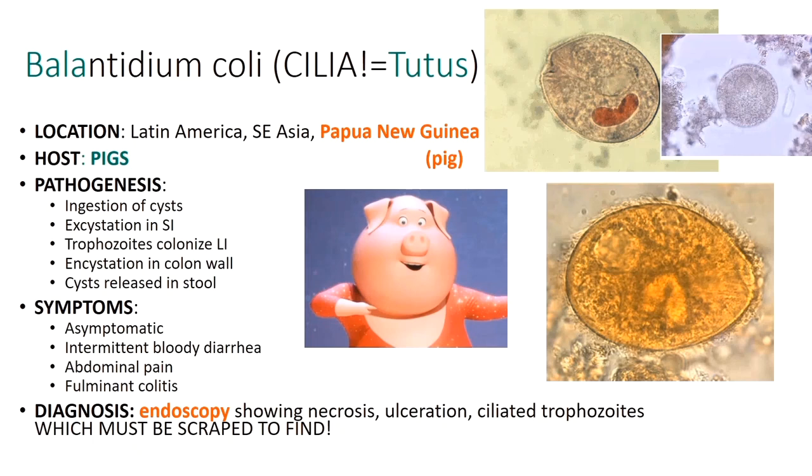All right, Balantidium coli. So Balantidium coli, this is something you get in Latin America, Southeast Asia, or Papua New Guinea. And where do you get it from? You get it from pigs. Oh, what do you know? That's so weird.